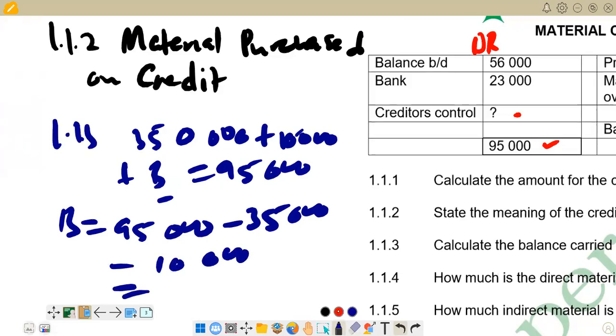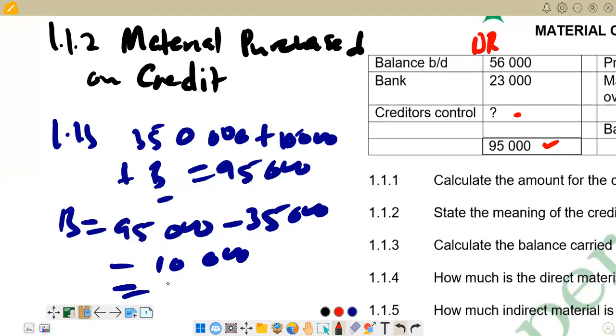So what do we have there? Let's try to calculate for that figure so that we can find the actual figure. Let's say 95,000, we subtract 35,000, then we subtract again 10,000. 95,000 minus 35,000 minus 10,000. We get 50,000. So 50,000 is the answer that we have there.